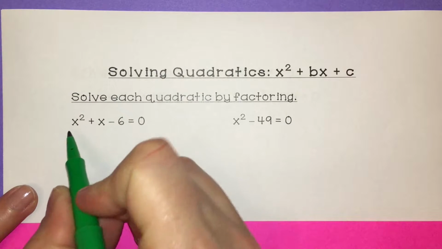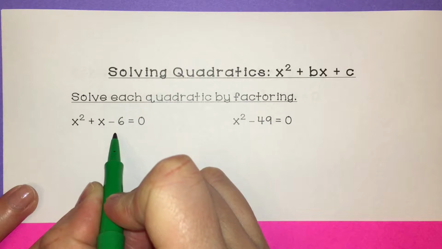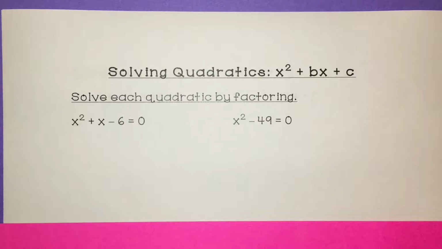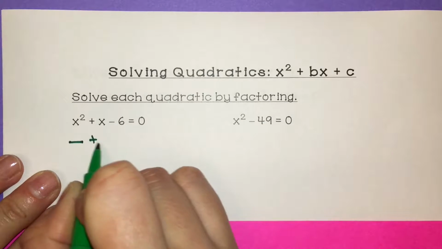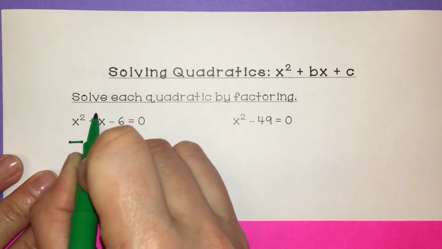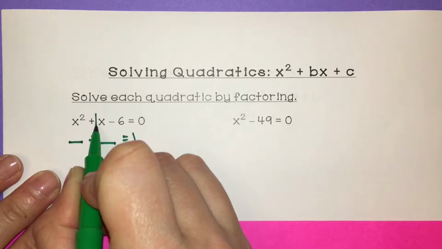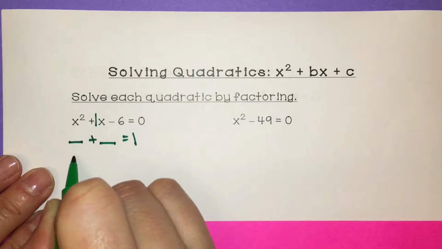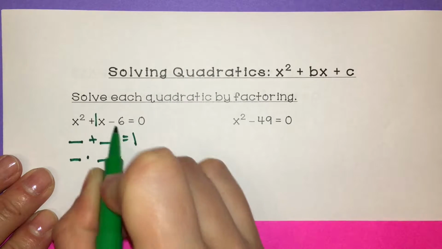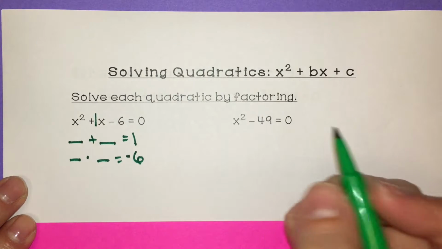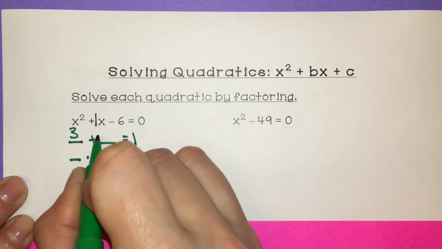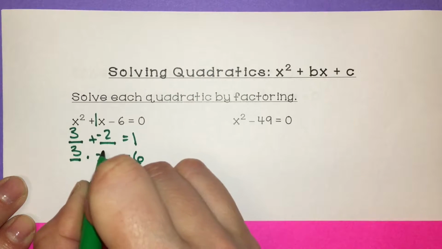So we have x squared plus x minus 6 equals 0. So to factor this, we have to figure out what two numbers add together to equal 1, the number in front of x, the coefficient of x, and multiply together to equal -6. Okay, so we have 3 and -2.